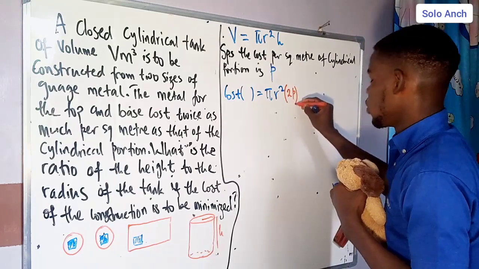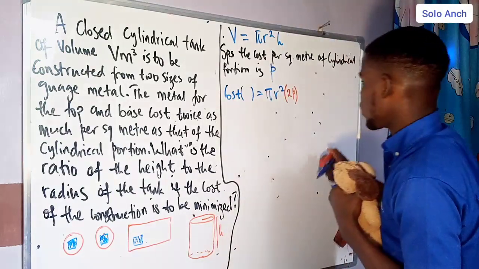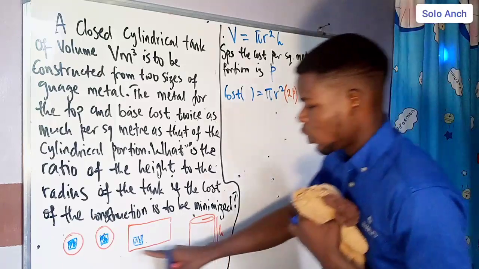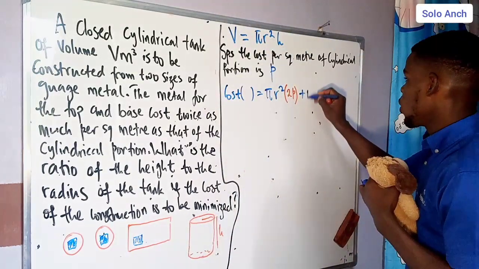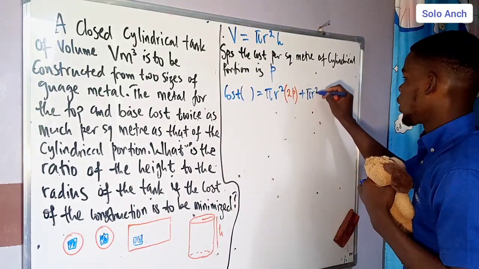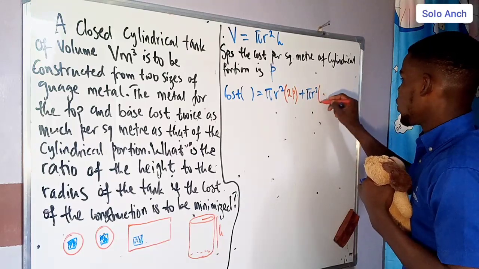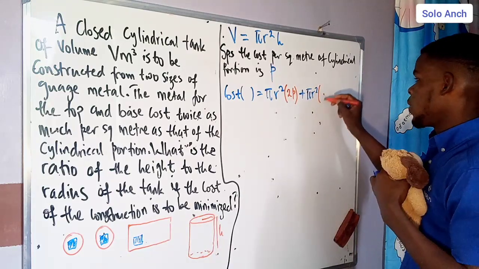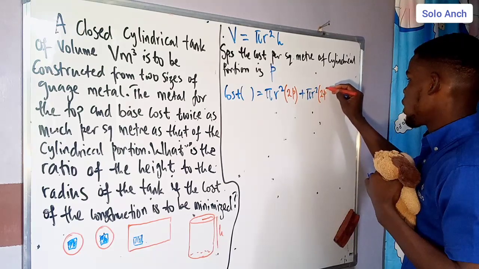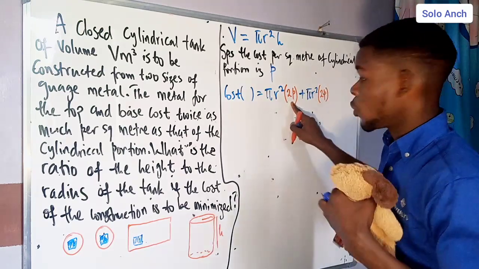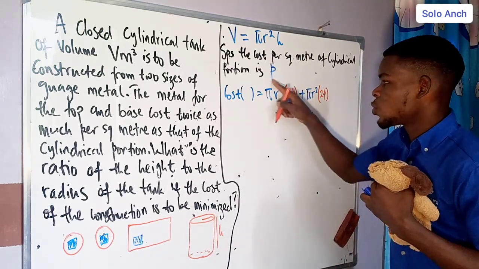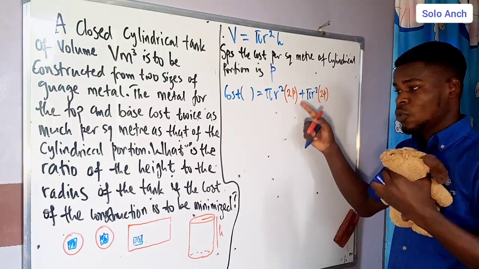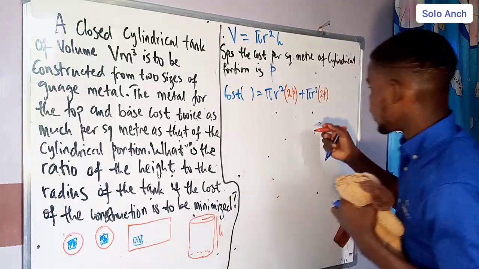All right. When we're done with that, we are going to add it with the one for the bottom, which is still a circle, pi r squared, times the cost per square meter of that metal, which is 2p. So what we are saying is, for 1 square meter, we're going to have 2p, but for pi r squared square meters, we're going to have pi r squared times 2p. That will be for the top. The bottom, the same thing.